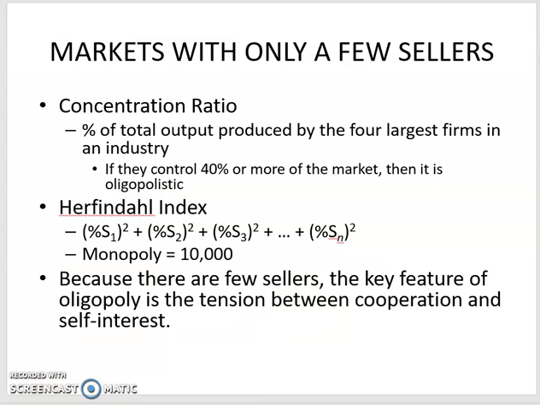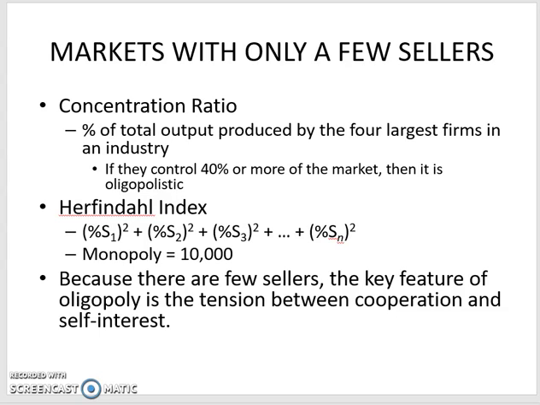All right, so if we're trying to decide whether or not a market is an oligopoly, then we can look at 2 different measurements. Okay, we can look at what's called the concentration ratio. Concentration ratio is just the percentage of total output that's produced by a company. Say, for example, my company is a really big company. It produces 25% of the total output of the overall market. Well, then my concentration ratio would be 25%.